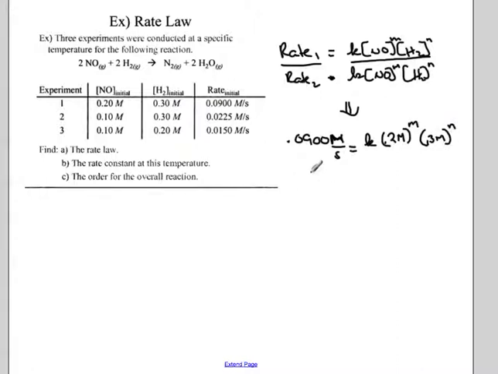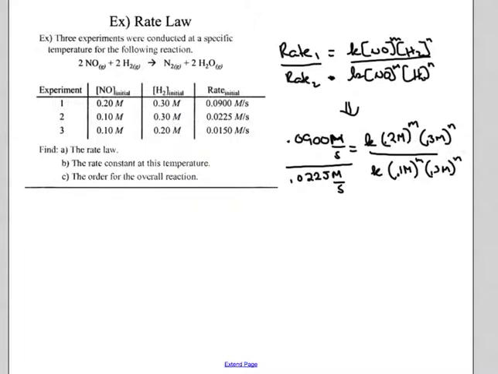Now we're going to do the same thing for the bottom part. We'll divide this by the rate 2, which is 0.0225 molarity per second, which is also equal to K. The concentration now is, instead of 0.2, it's now 0.1 molarity, and we'll raise that to the M. And then the H2 is 0.3 molarity raised to the N.